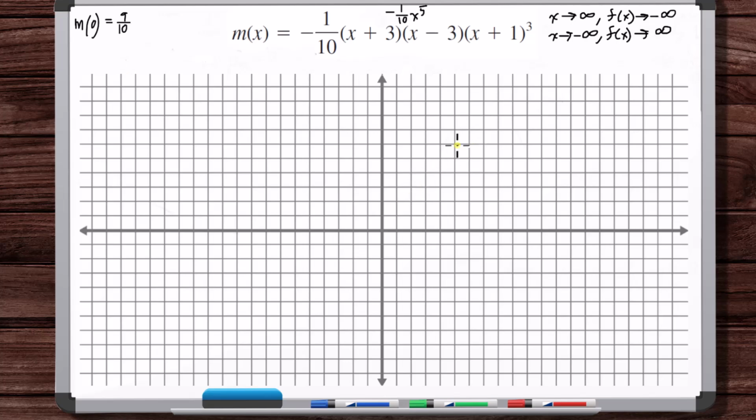Okay, let's go ahead and plot the x-intercepts. So we've got, so okay, 1, 2, 3, 4, 1, 2, 3, 4.